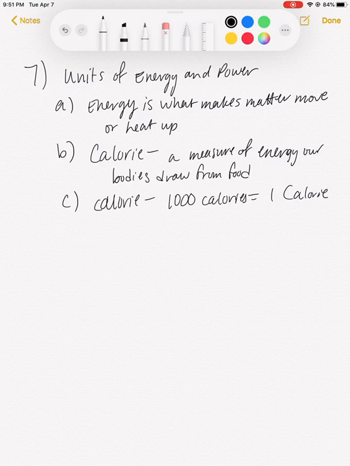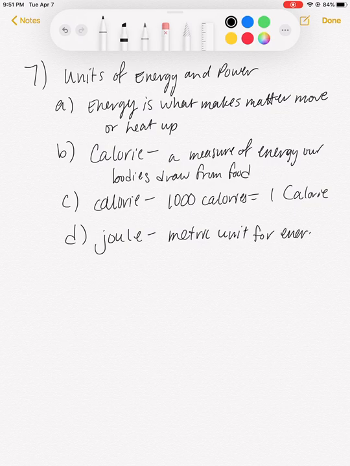Now, what is a joule? A joule, okay, is a metric unit for energy. Well, how are they related? Well, your calorie from like your 2,500 calorie diet or 2,000 calorie diet, that big C calorie is equal to 4184 joules.